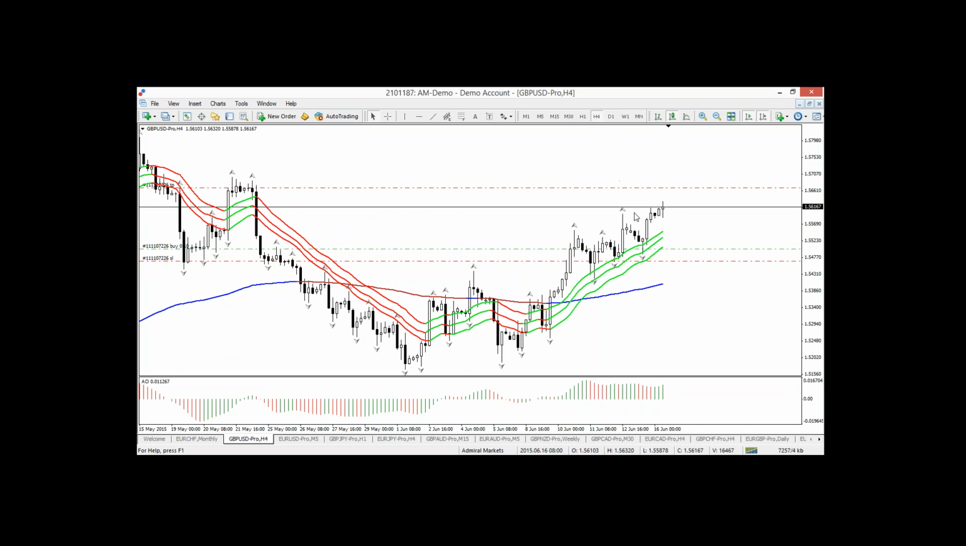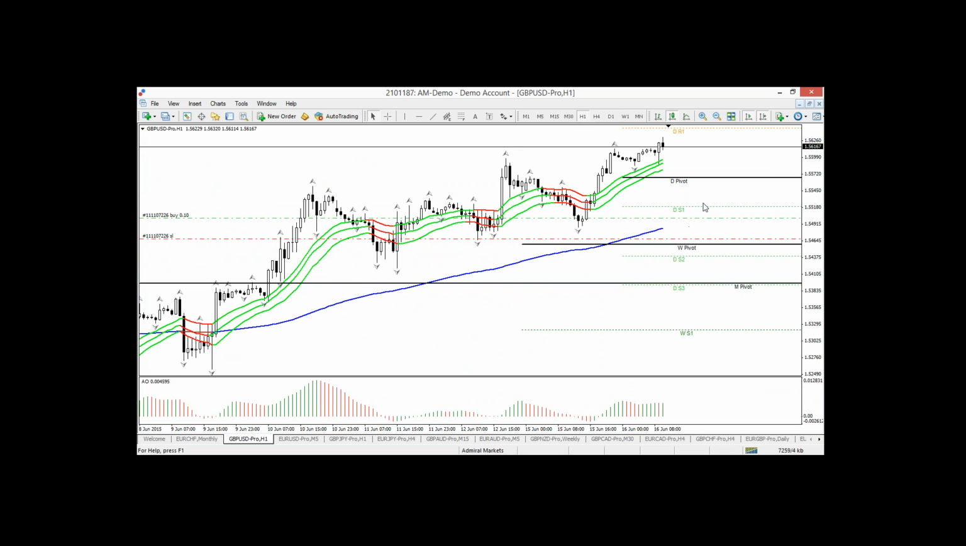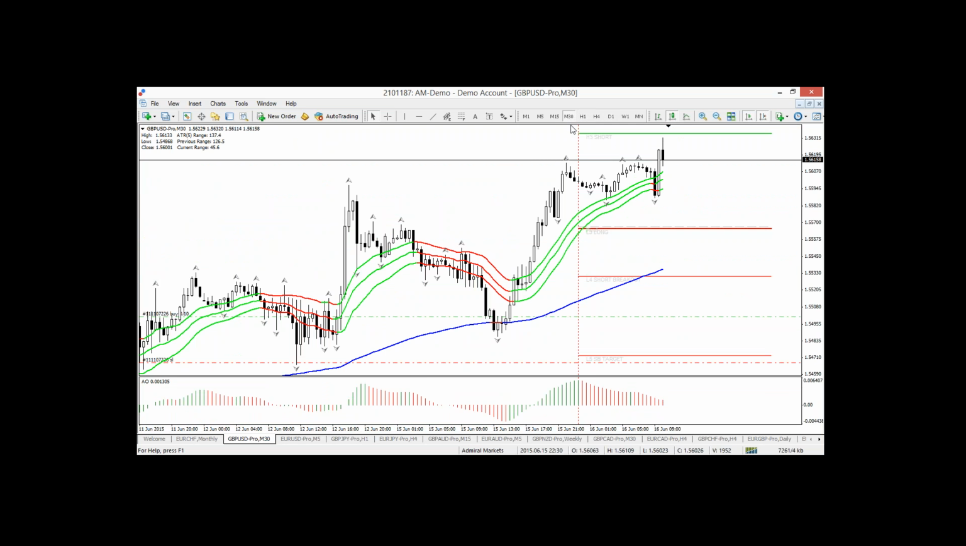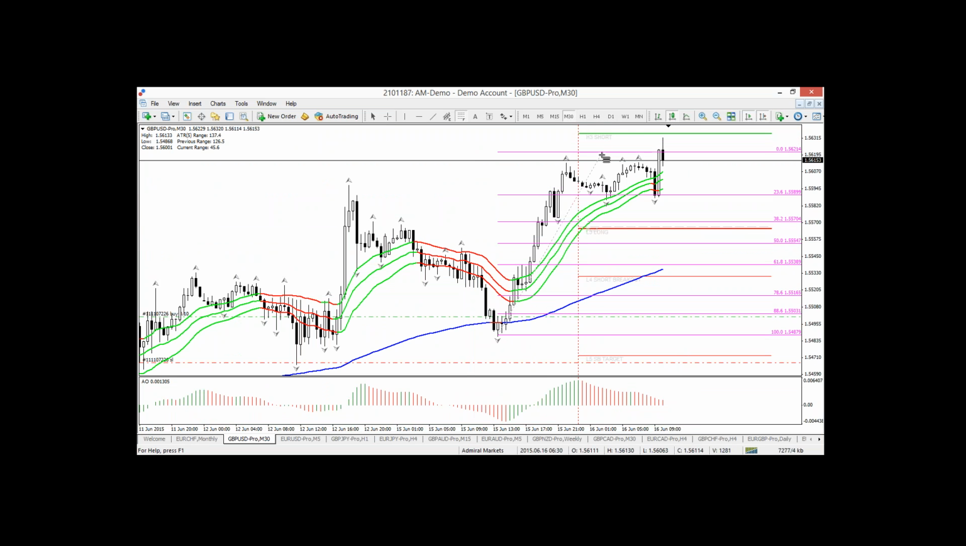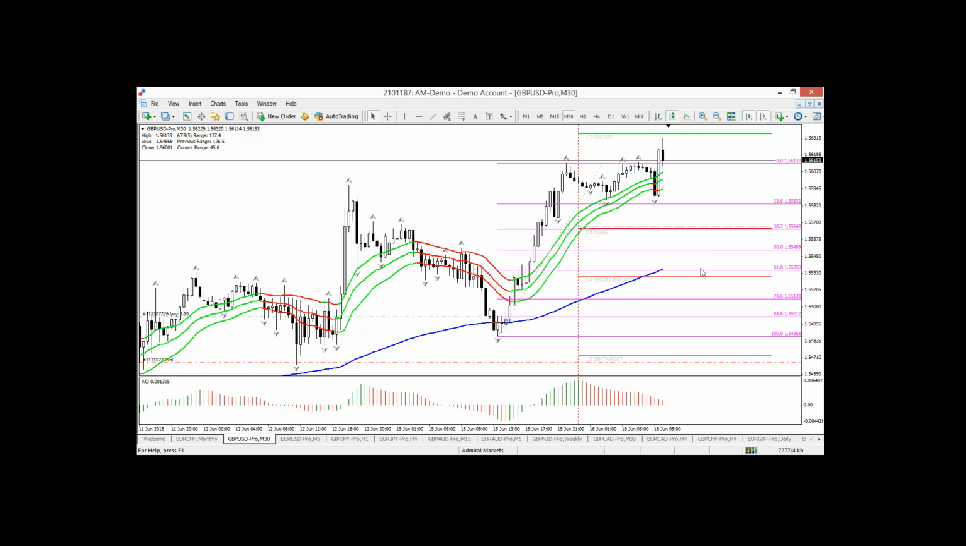Where would the news drive it? Well, probably to the daily. No, sorry. I would say it could go probably to the L4. Let's put a fib on this upside. Any of these fibs probably: 38.2, 50, 61.8, even the 78.6 sometimes, although I expect probably a bit less.